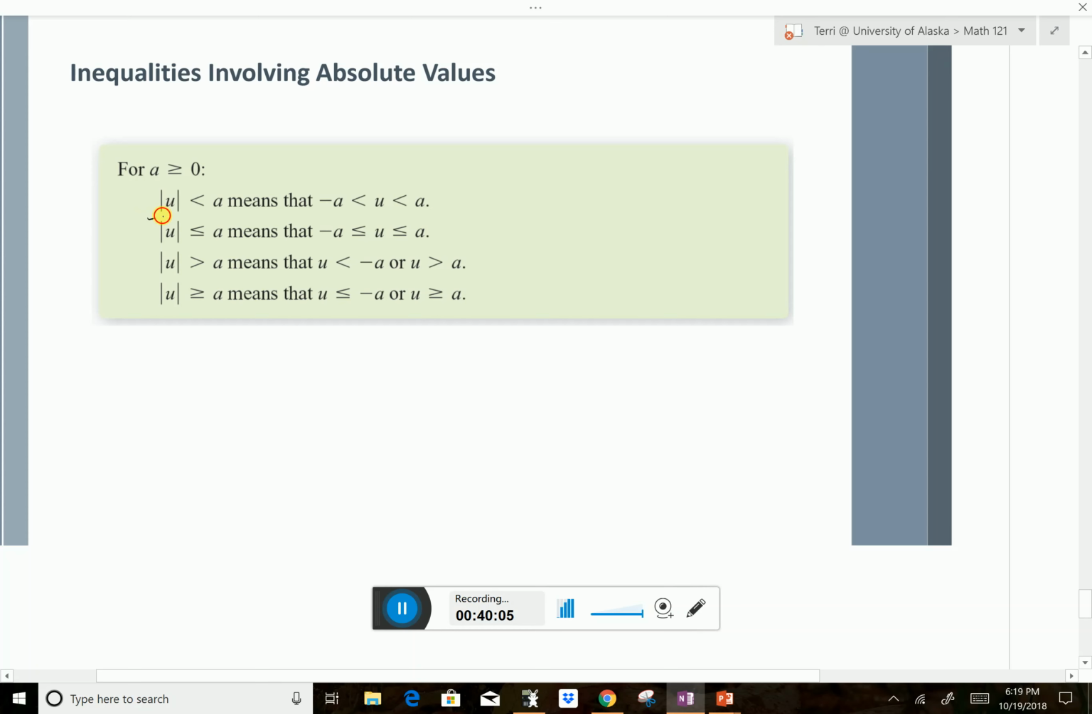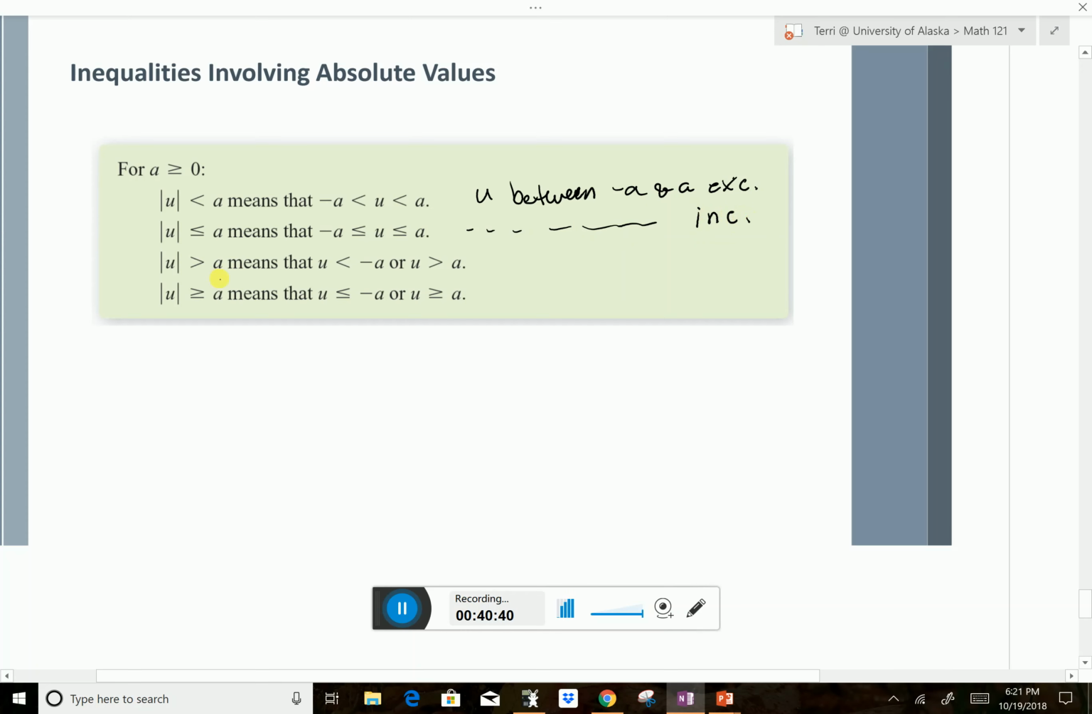The absolute value of some function, oh, there's that u again, is less than a, means that u is between negative a and a. So we write it like this: u between negative a and a. And if it's less than or equal to, this is exclusive because it doesn't include negative a and a. This is the same thing, but inclusive.